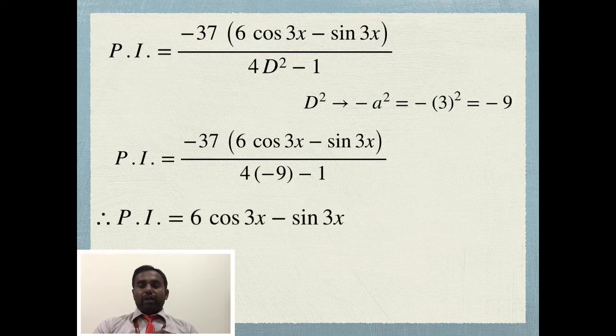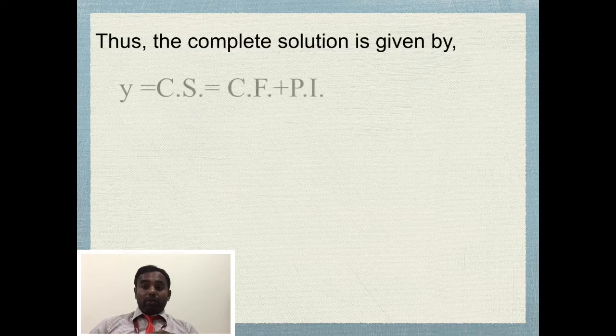Of course, taking the negative sign outside and simplifying it, I will be getting minus 37 times 6 cos 3x minus sin 3x, and in the denominator I already have 4d square. Over there, d square will be replaced by minus 9, as usual in a type 2 problem. Here we can observe that in both cos 3x and sin 3x the value of a is 3 itself. So, d square is replaced by minus 9.